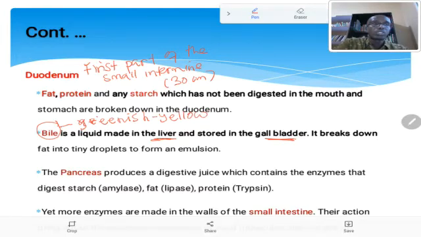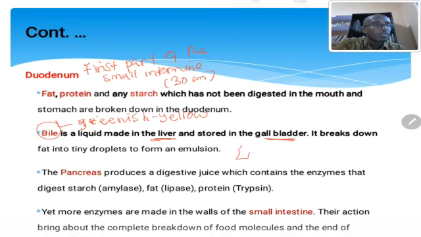Bile does not contain enzymes, instead it contains salts. That means it does not take part in the digestion of the food by breaking down food, but it helps the digestion in some other way. It breaks down fats into tiny droplets, which means it turns the fat into small droplets.